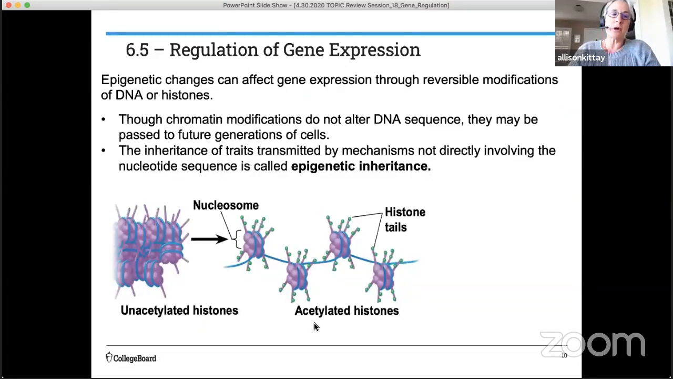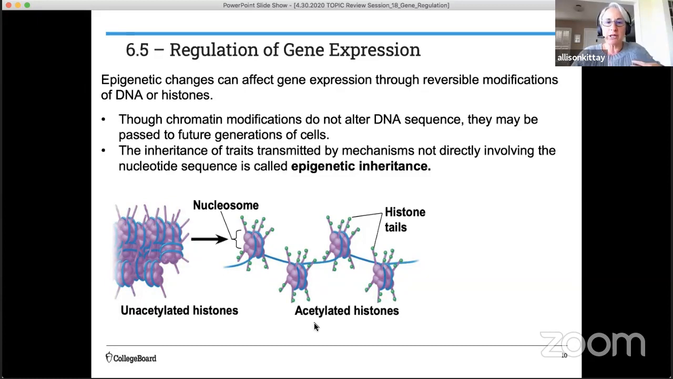So there's also epigenetic changes that can affect gene expression through reversible modifications of either DNA or histones. So 2 things to unpack in that sentence. First of all, epigenetic means above the genes, literally. So this is not involving a DNA sequence that is going to be changed. So there is some other way of regulating gene expression.